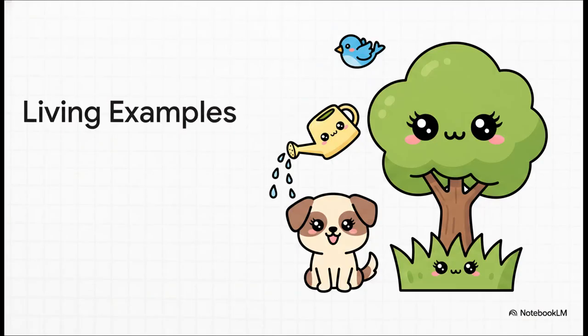Let's think about some living objects you might easily find in your very own neighborhood. We've got trees, the grass outside, dogs, and birds. Now remember, even though a tree doesn't walk around the block like a dog does, they both grow, they both need food, and they both absolutely need water to survive.